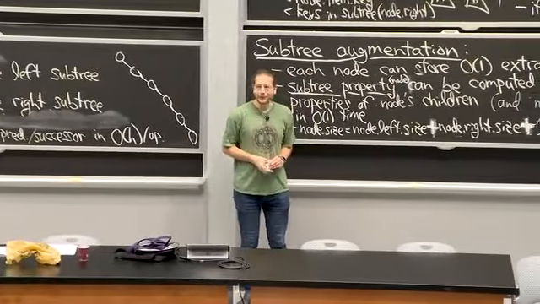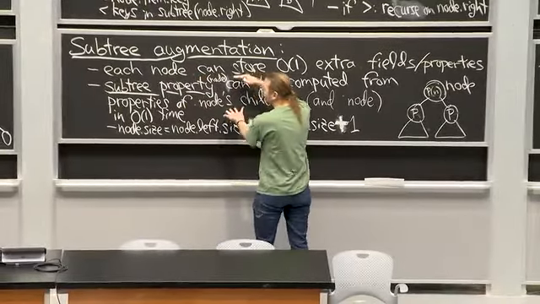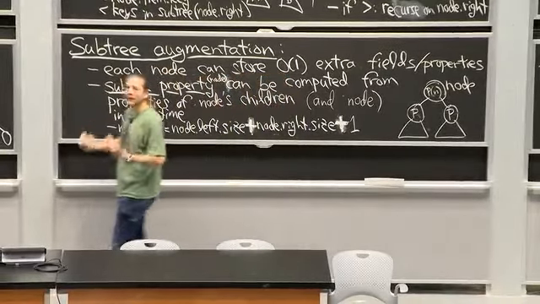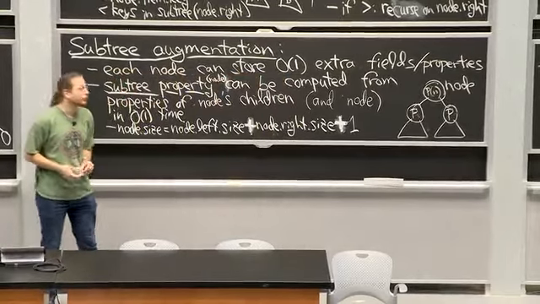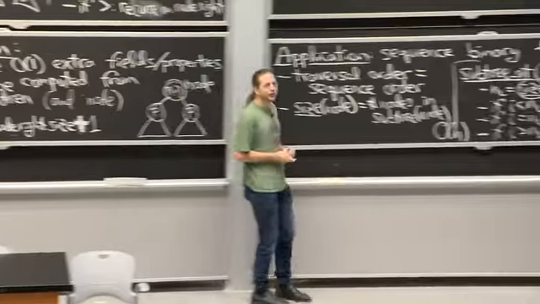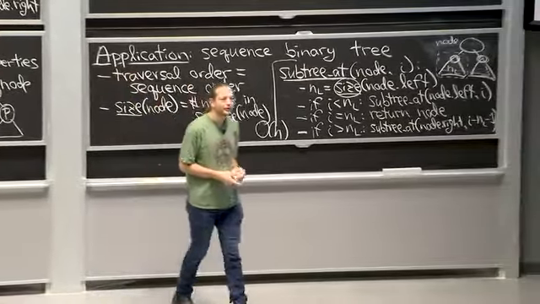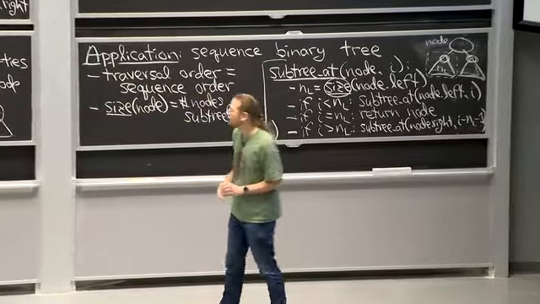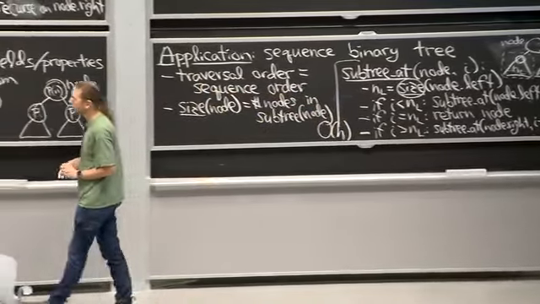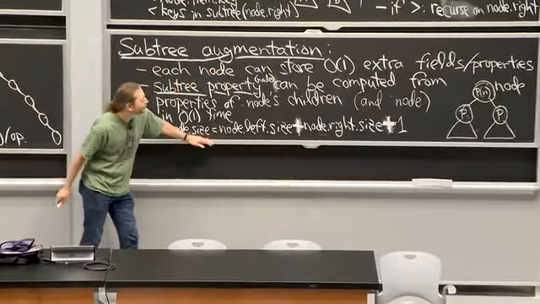I claim that as long as my property has this feature, I can maintain it dynamically as I'm changing the tree. This is a little bit of a forward reference because we haven't said exactly how we're going to change the tree yet. But question? If node.size is recursive, how is it happening in constant time? Good question.